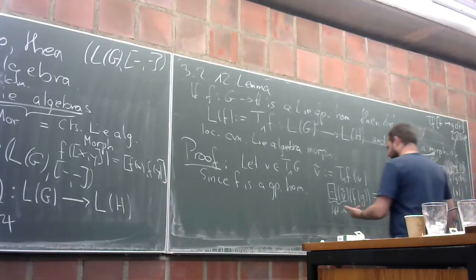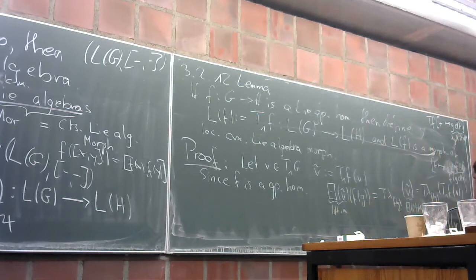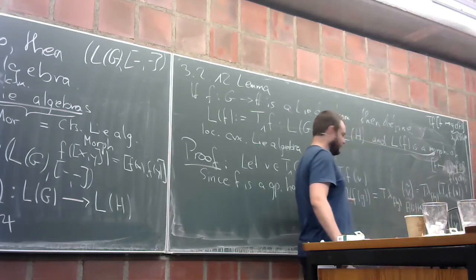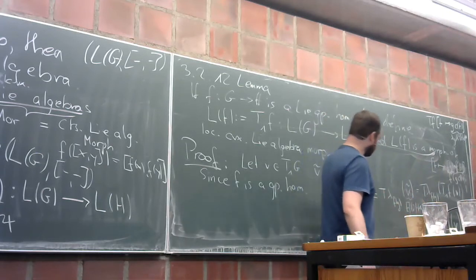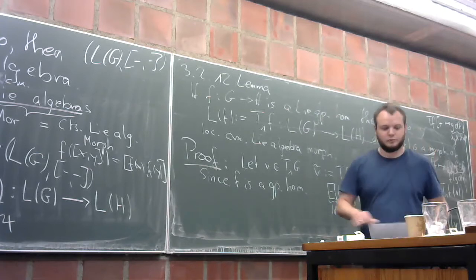Not the unit as G. This is the point. What this shows us is that the left invariant vector field with respect to V tilde is F related to the left invariant vector field with respect to V. Now this is just the relatedness condition we have just computed.